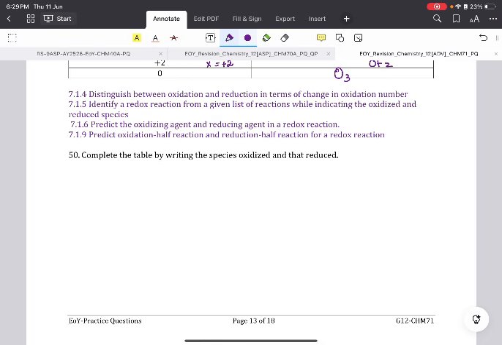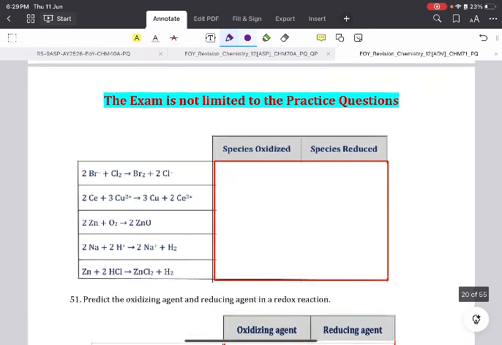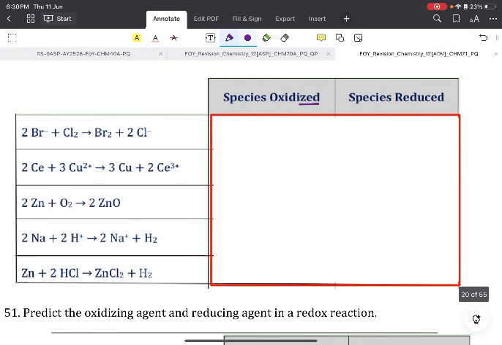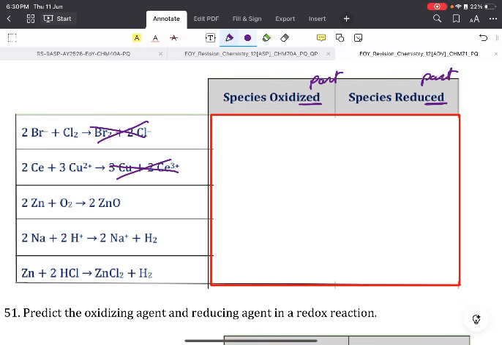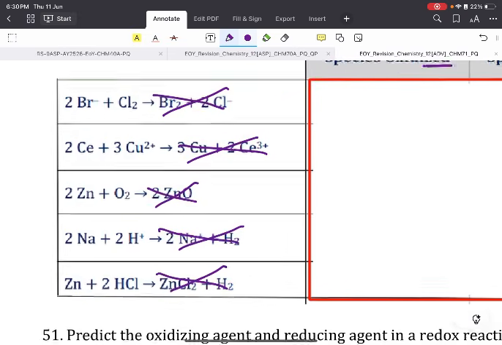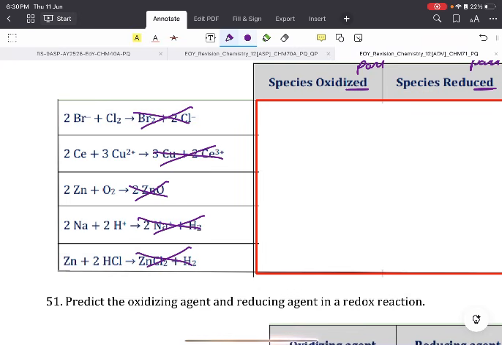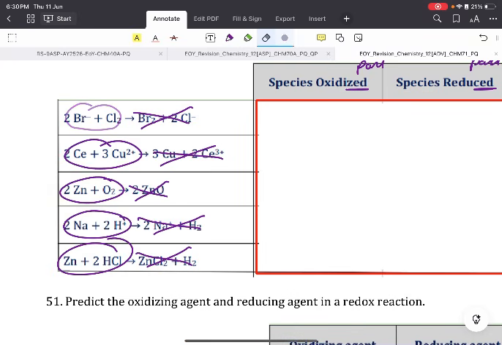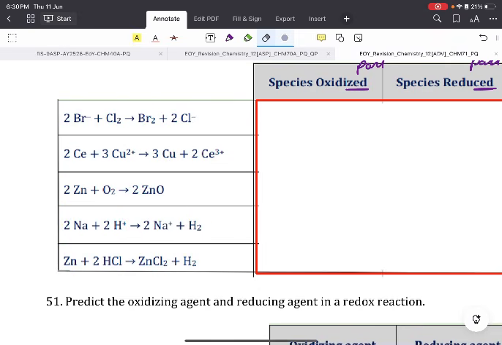Complete the table by writing the species oxidized and the species reduced. So let's see this table. When they ask me about the species oxidized and the species reduced, the question is in the past, not the present. It means we are talking about only the reactants. You are not going to choose any answer from this side. To say which one oxidized and which one is reduced, you're going to answer from here. So that's the first hint I give you.